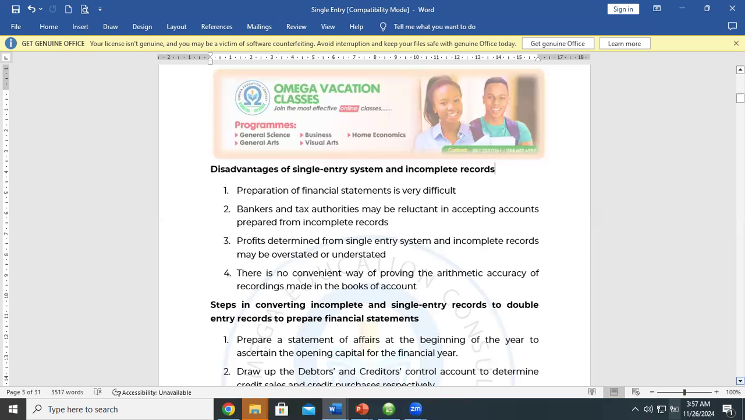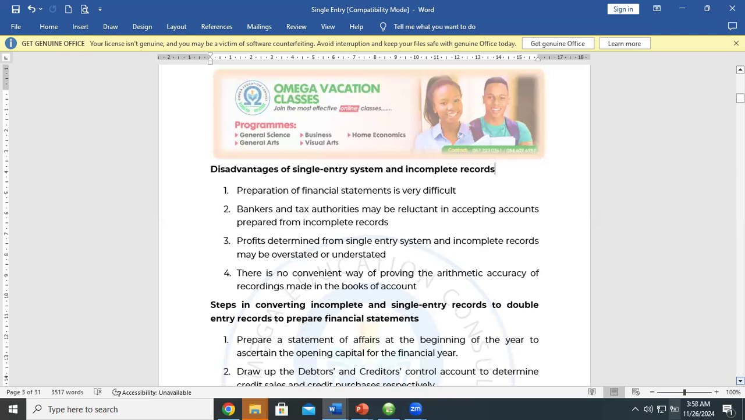Number two, bankers and tax authorities may reject this type of system. If you are going to the bank to request for a loan or apply for a loan, they ask you to bring your business documents because they want to assess your liquidity levels.